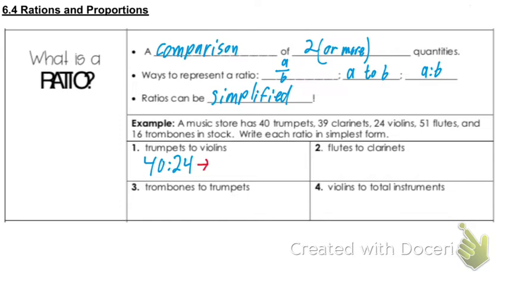What goes into both 40 and 24? This is the question we have to ask. Okay, 4 goes into both. Is there a bigger number that goes into both? 8 goes into both. If you divide them both by 4, would you have to do it again? Yes, you would, okay? But if we do it by 8, we might not have to. So how many times does 8 go into 40? 5. How many times does it go into 24? 3. So this becomes 5 to 3. So for every 5 trumpets, there are 3 violins.